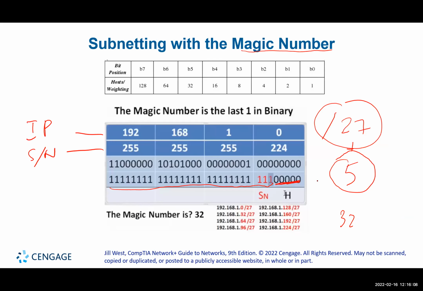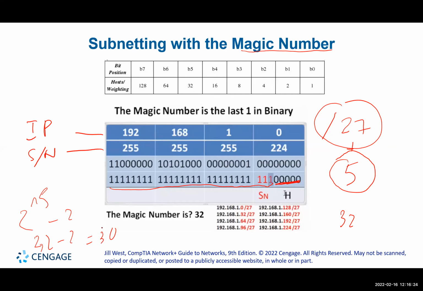So basically for this one here, you have the formula here, 2 raised to power 5 and minus 2. 2 raised to power 5, you have 32. And you minus 2, you have 30 here. So this network is able to support a maximum of 30 hosts only.